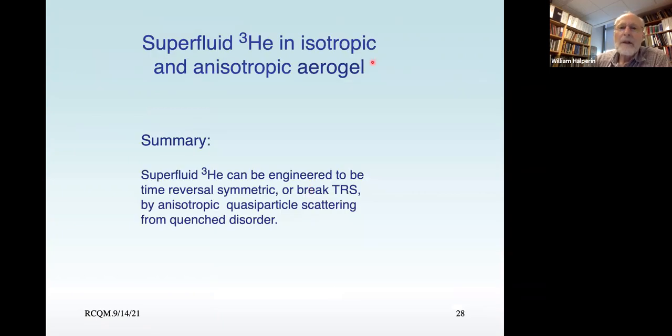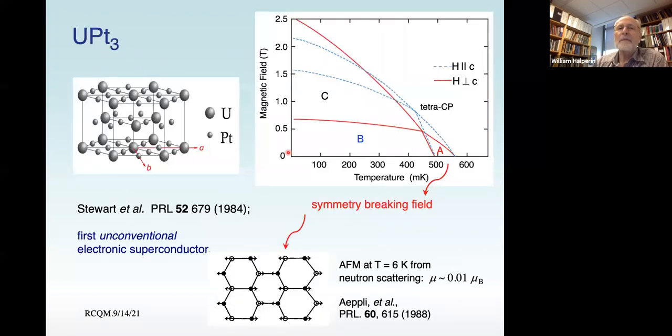So in summary, isotropic and anisotropic aerogels have been quite interesting in exploring and engineering how the phases are favored one way or the other in the presence of impurities, which are obtained by quenched disorder. I want to turn to uranium platinum 3.